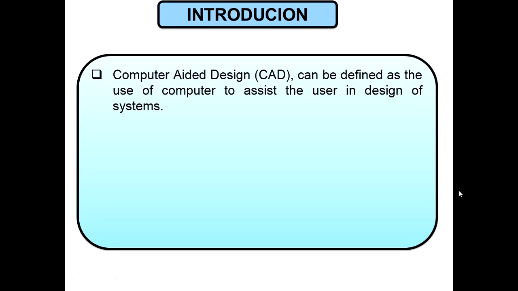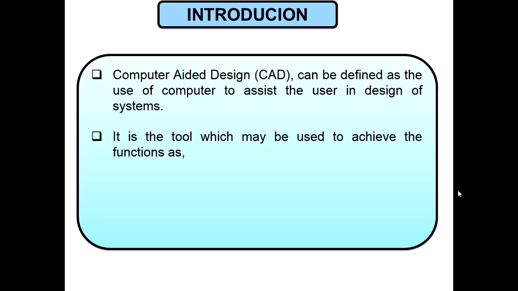Computer aided design we can define as the use of computer to assist the user in the design of the system. So computer is used in the design and it is used to assist the designer, and this can be achieved to have the following functions which can be done with the help of this computer. So first is to create, and second is to modify, then analyze, and finally optimize.